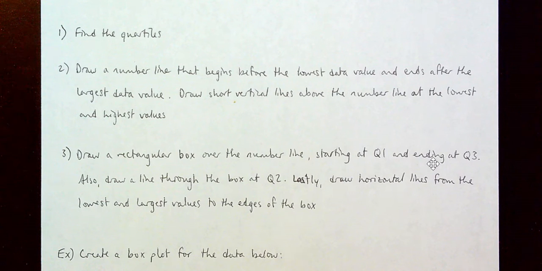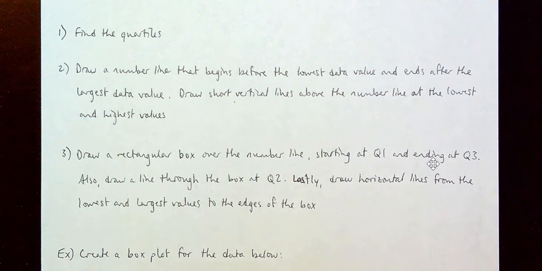But once you've found your quartiles, and you obviously easily have your smallest and your largest values, you're going to draw a number line that begins before the smallest value and ends after the largest value. And you're going to draw short vertical lines above the number line at the lowest and highest values, just so we can see where this thing is going to start and where this thing will end.